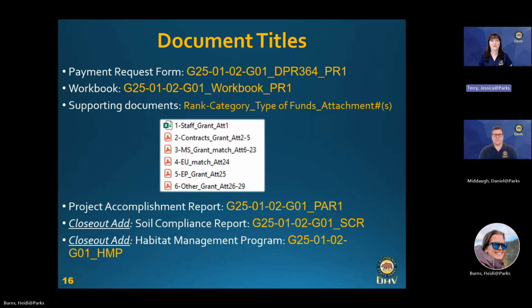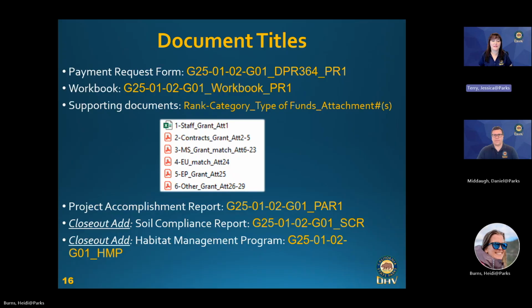It also helps us when we're comparing one payment request to the next, because we're often going to pull up a prior workbook and we don't want those titles to be the same, or we won't be able to launch both at the same time. In the examples we have listed here, at the top, you see an example of the payment request form, which is the DPR 364. We also have a naming example for the workbook. And then you can see what we recommend for the supporting document titles in the middle.